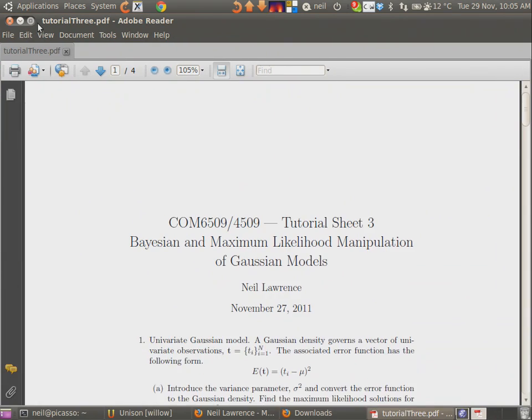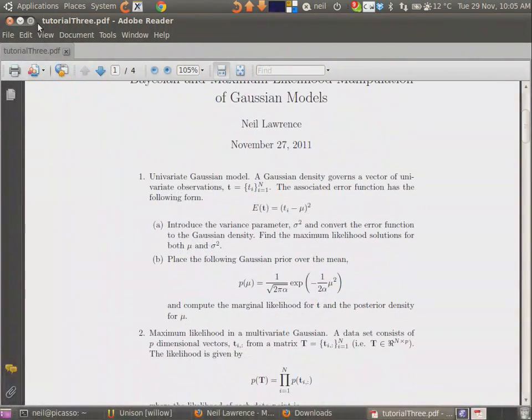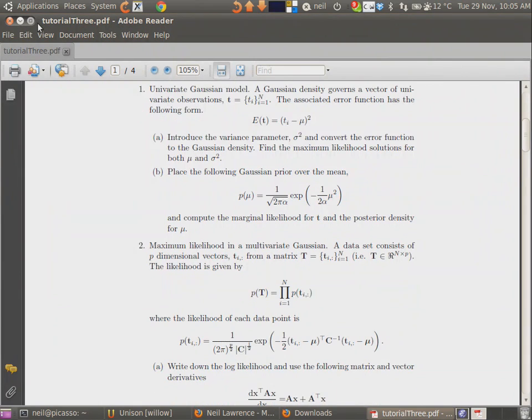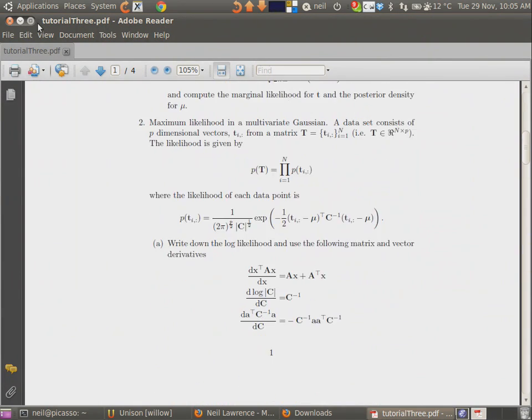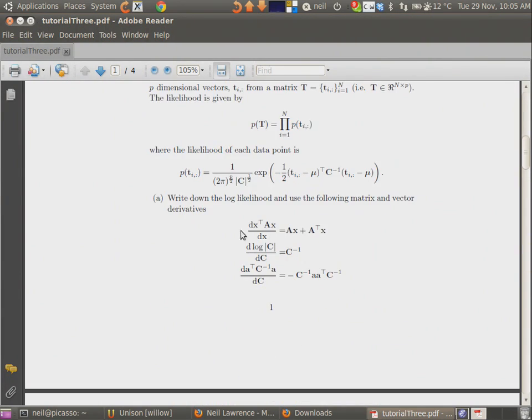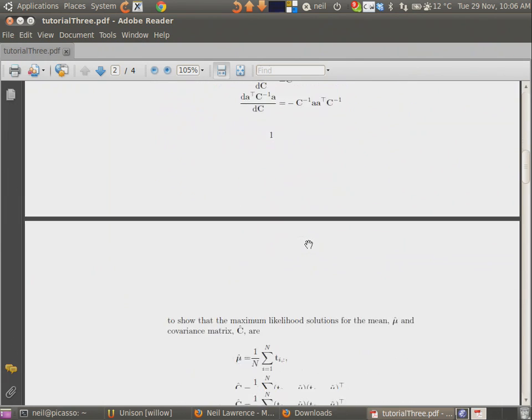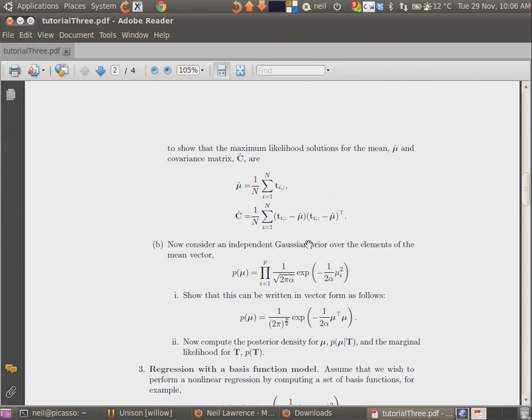So sort of questions, start with the univariate Gaussian, put a prior over it, do maximum likelihood solutions, move to the multivariate. You haven't actually done this multivariate Gaussian fit, but you should be able to do it using these gradients that are given. Okay. So that's this. This is the solutions you're looking for: the mean and covariance of a multi-dimensional Gaussian.